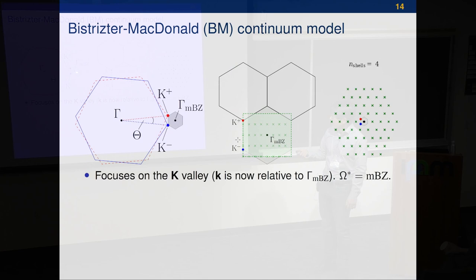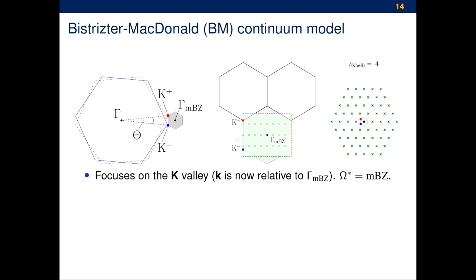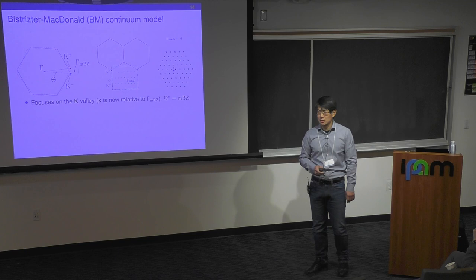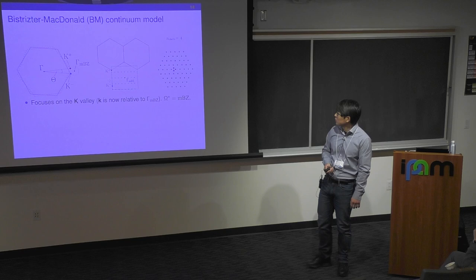and this is one valley. Once you twist, these two valleys will separate. One becomes a K plus and the other a K minus. Because of the Brillouin zone folding, this large Brillouin zone in the reciprocal space is folded into a much smaller Brillouin zone called the mini Brillouin zone. The position of the mini Brillouin zone doesn't matter, it's a little bit arbitrary, but you can shift them around this K because that's the relevant part you need to look at.